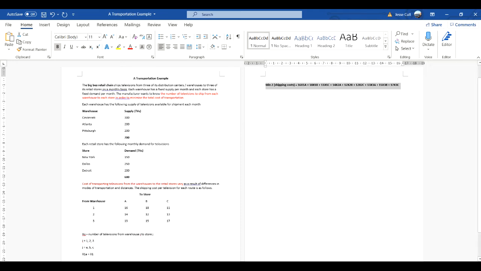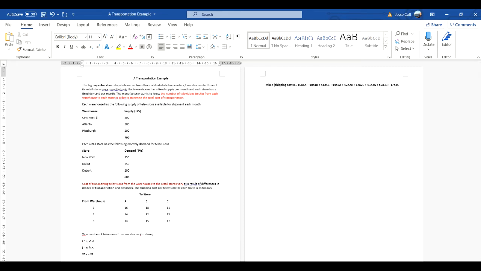Our first constraint is what TVs are available to ship. We cannot ship more than what is available. So what is warehouse number one in this situation? Warehouse number one in this situation is Cincinnati. We see that right here.